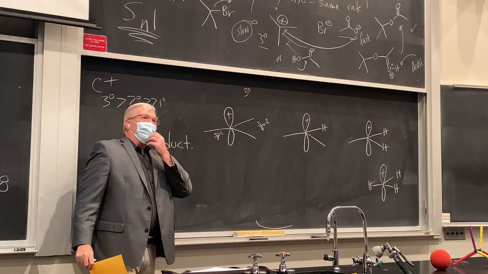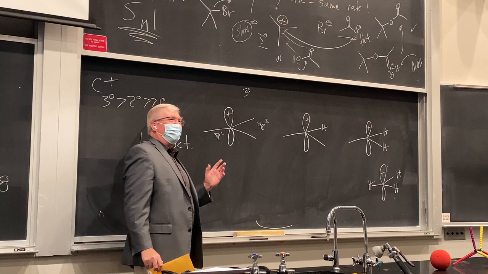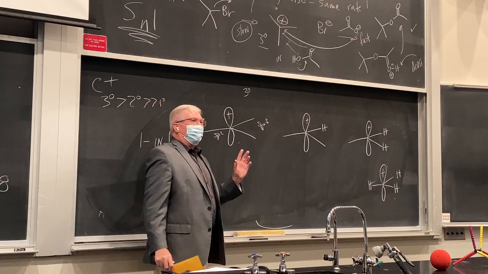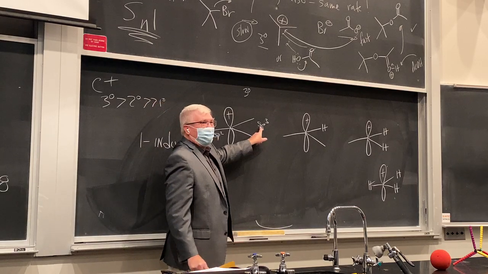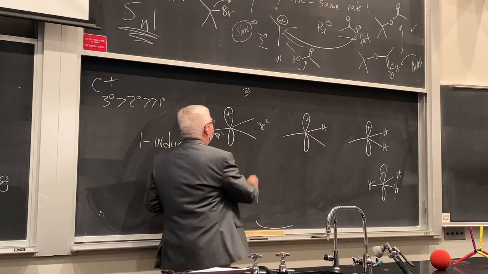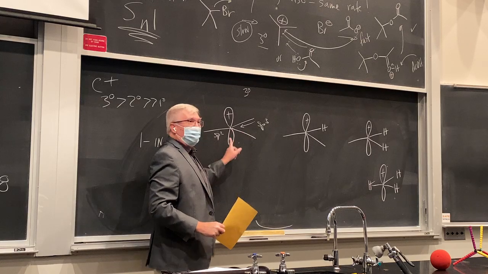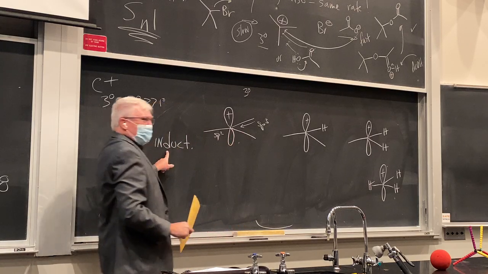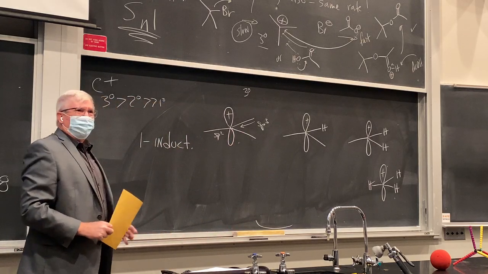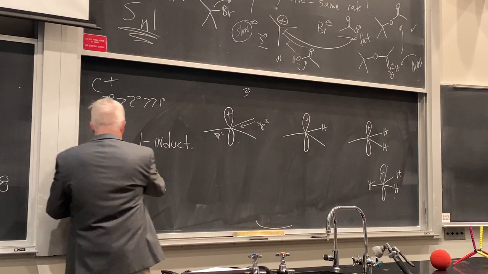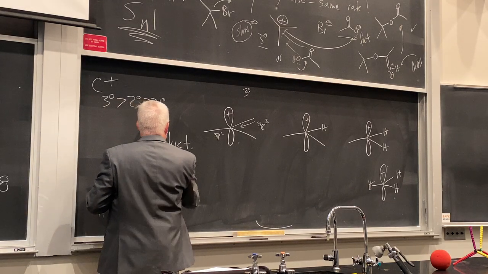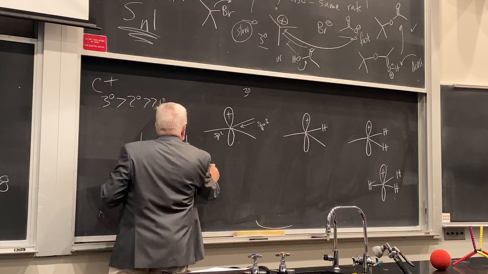Which one is more electron releasing? Which one's holding its electrons less tight? Well, it's the one with a lower s character. So inductively, these are actually releasing electrons. And the more you have, the more stable this carbocation is. We call that an inductive effect through the sigma bond framework. Two is kind of a weird thing, hyperconjugation.